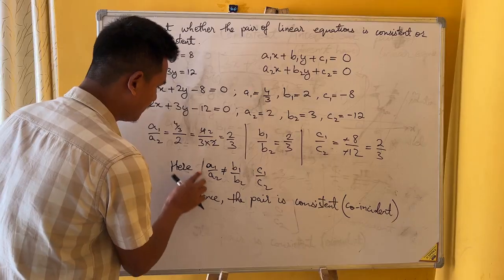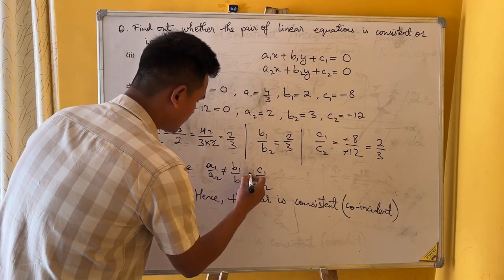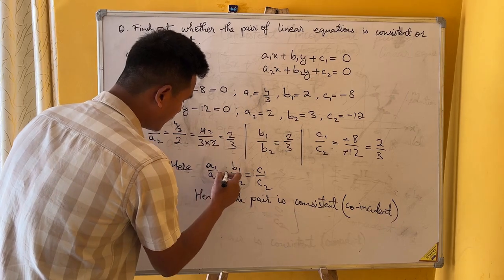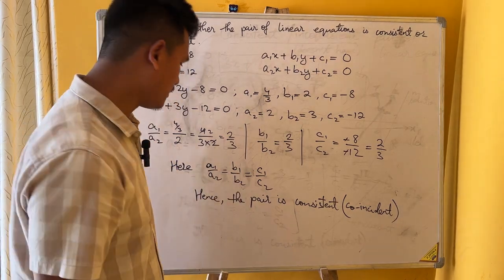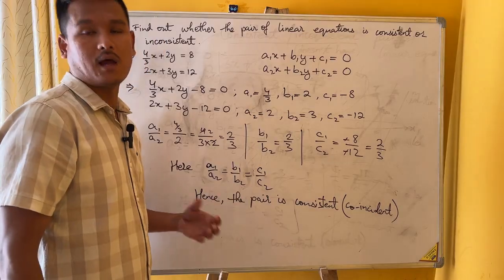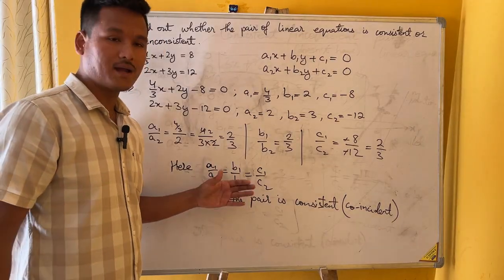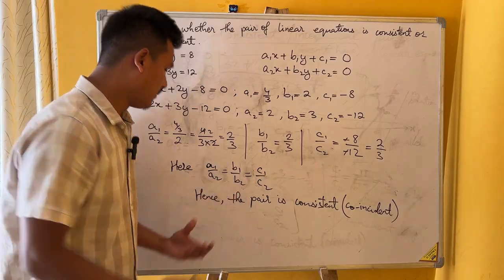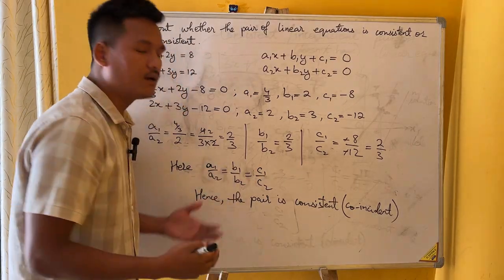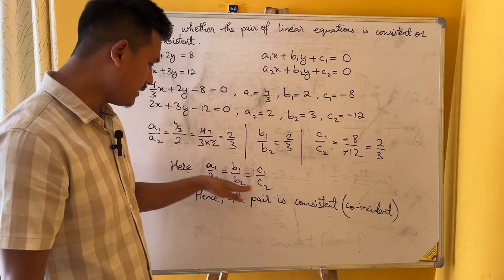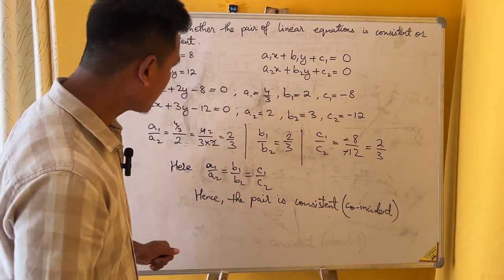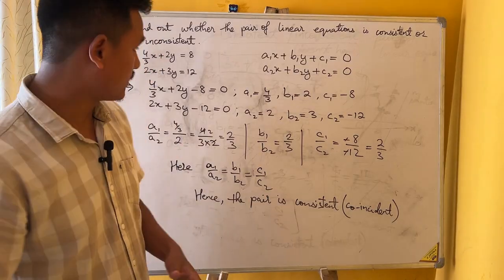So I hope you understood what consistent and inconsistent mean. Consistent means it has a solution. Inconsistent means it does not have a solution. And I also hope you understood by the proof, by the ratio, which needs to be shown whether it's consistent or inconsistent. Well, let's move on to another question we have.